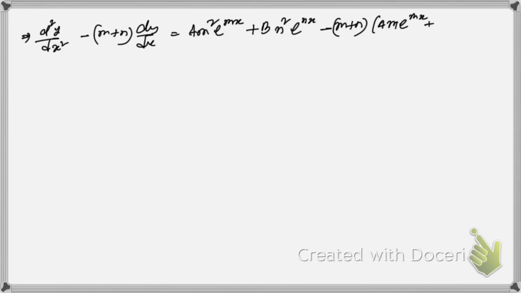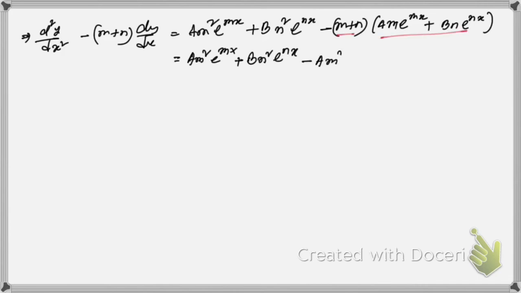Okay, so we have replaced the dy by dx. Okay, hope you have understood this. Dy by dx is a m e to the power mx plus b n e to the power nx. So then here what we can do, let me remove the brackets. So multiply (m plus n) with this a m e to the power mx plus b n e to the power nx, then you will get this result.